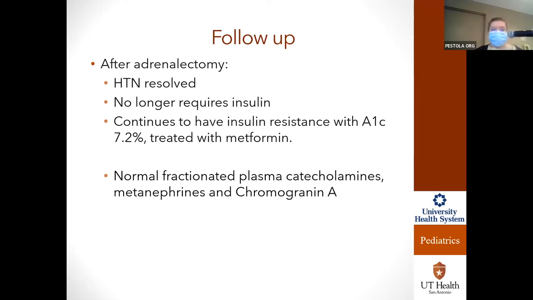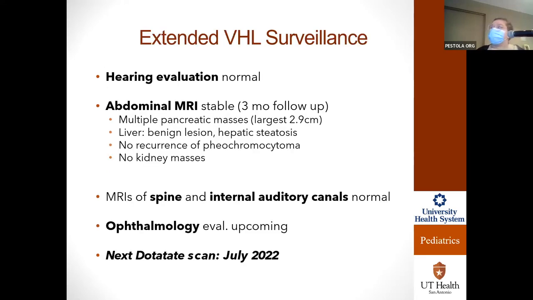Following up with this patient, after her resection of the adrenal gland, her hypertension did resolve and she no longer requires insulin. But because of lifestyle factors, she does continue to have insulin resistance with an A1C of 7.2 on clinic follow-up. She's being treated with metformin. On her lab follow-up, she did have abnormal fractionated plasma catecholamines, metanephrines, and chromogranin A. So this is part of her extended VHL surveillance in clinic.